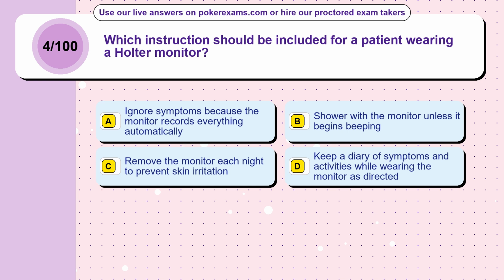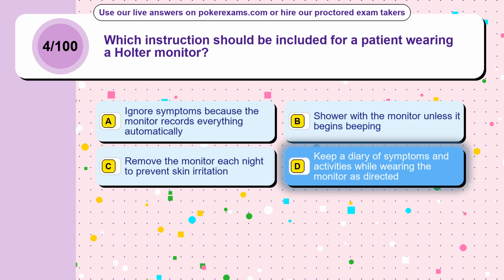Question 4. Which instruction should be included for a patient wearing a Holter monitor? Option A. Ignore symptoms because the monitor records everything automatically. Option B. Shower with the monitor unless it begins beeping. Option C. Remove the monitor each night to prevent skin irritation. Option D. Keep a diary of symptoms and activities while wearing the monitor as directed. The correct answer is option D.